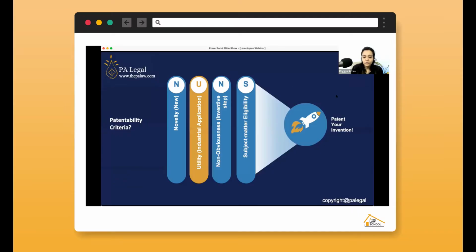So let us now come to the patentability criteria. I want everybody to write in the chat box the word NUNS. If you remember the word NUNS, you can get an idea about the patentability criteria. For patentability, four elements need to be satisfied. First is novelty, second is utility, third is non-obviousness, and fourth is subject matter eligibility. The first letters of these words spell NUNS. That's why I told you to write NUNS in the chat box.